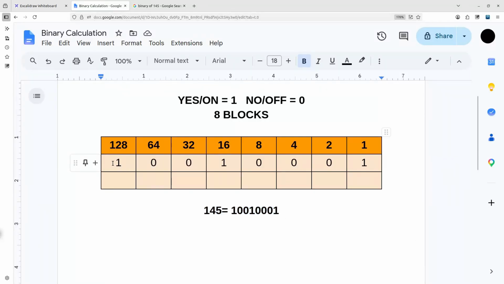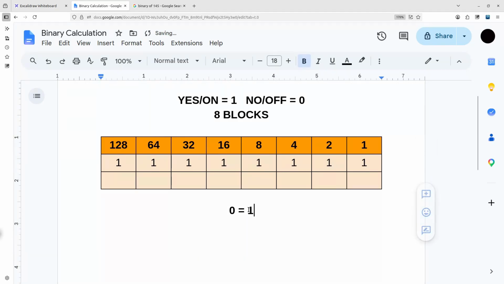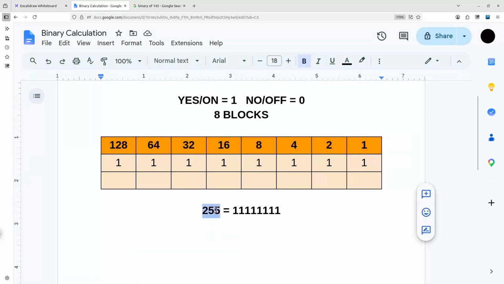Okay. Now let's say if they were all 0. What will be the binary? 0, because pretty much there's nothing to it. But let's inverse the situation and all of this was 1. What would it be? This would be 255. Yeah? If you calculate 128 plus 64 plus 32 plus 16 plus 8 plus 4 plus 2 plus 1, the total will be 255.